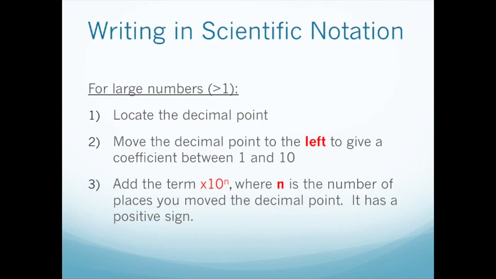For large numbers, you do the opposite. You find the decimal point and move it to the left to make a coefficient between 1 and 10, and then add the times 10 to the n term, where n is the number of places you moved the decimal point.